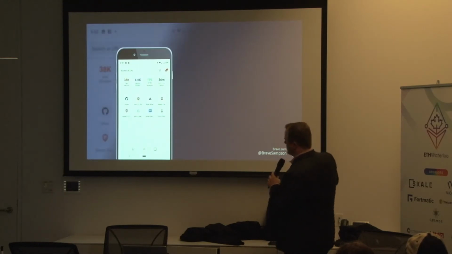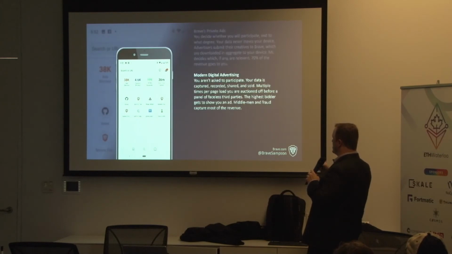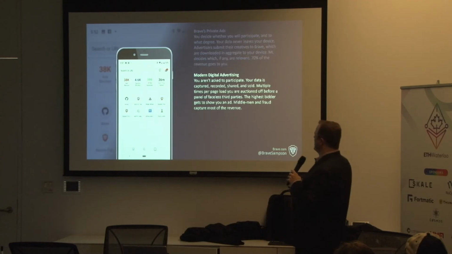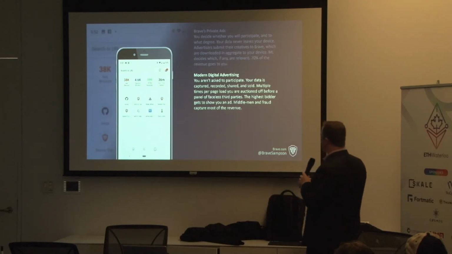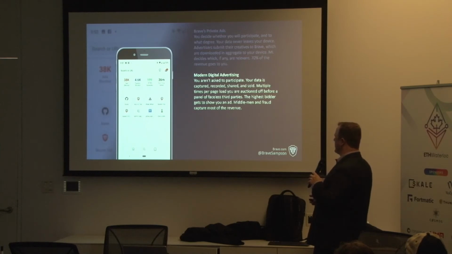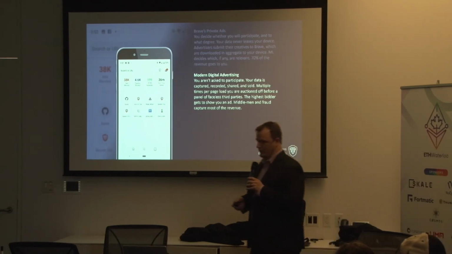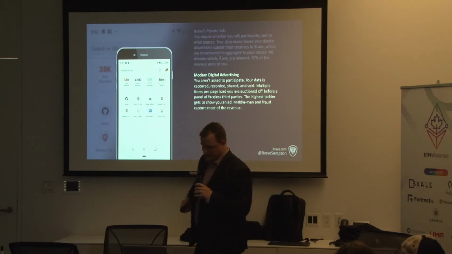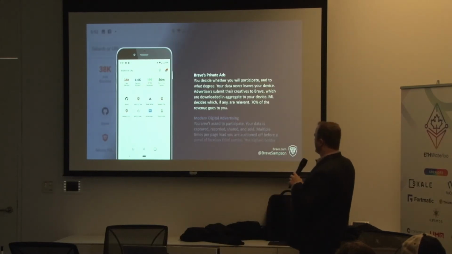So what do we see? This is the comparison between the incumbent digital advertising system and what Brave is suggesting. Modern digital advertising, you are not asked to participate. Your data is captured, recorded, shared, and sold multiple times per page load, each within 100 milliseconds. You're auctioned off before a panel of faceless third parties. The highest bidder gets to show you an ad. Middlemen and fraud capture most of that revenue. What Brendan has conjured up here, and which has been working extremely well so far, is Brave's private ads alternative. You decide whether you participate, to what degree.